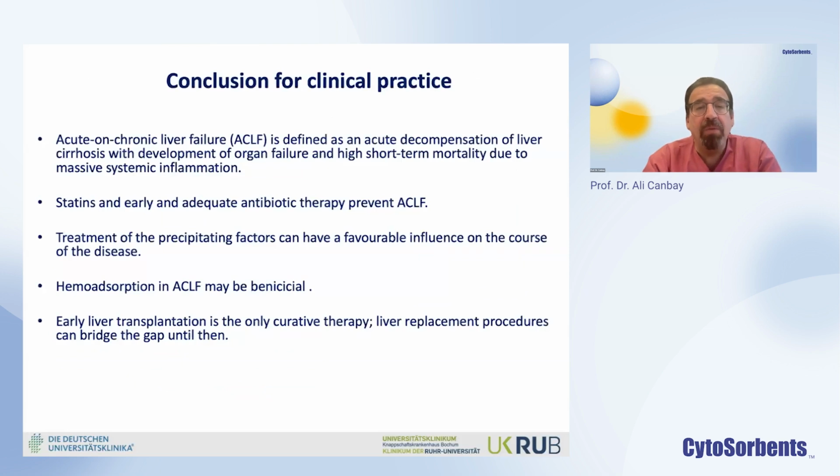So this is my conclusion: acute-on-chronic liver failure is defined as an acute decompensation of liver cirrhosis, with development of organ failure and high short-term mortality due to massive systemic inflammation. Usually you can also use statins and early, adequate antibiotic therapy to prevent ACLF. Treatment of the precipitating factors can have a favorable influence on the course of disease, and hemoadsorption in ACLF may be beneficial. Early liver transplantation is the only curative therapy. Liver replacement processes can bridge the gap until then.